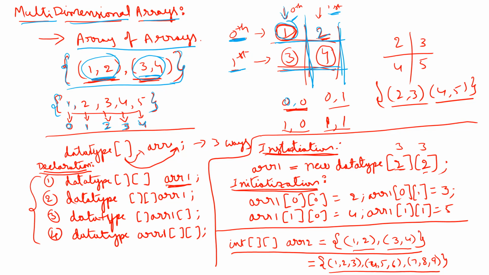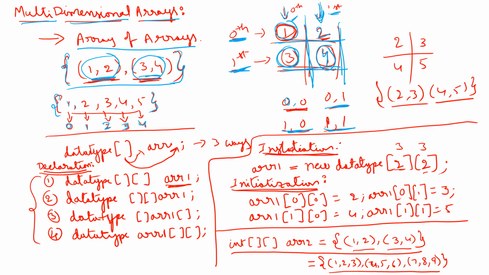Similarly, for 2, this is 0th row and first column, so the index is 0, 1. Similarly, for the element 3, this is first row and 0th column. So this is 1 comma 0. Similarly, for the element 4, this is first row and first column. So this is 1 comma 1.